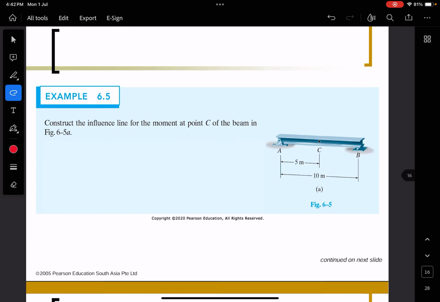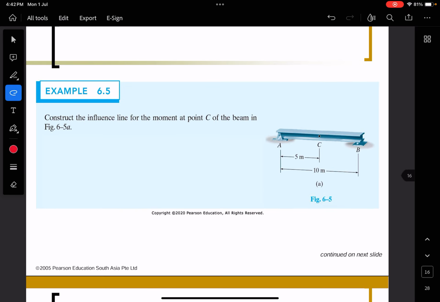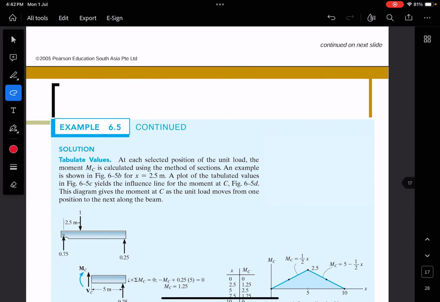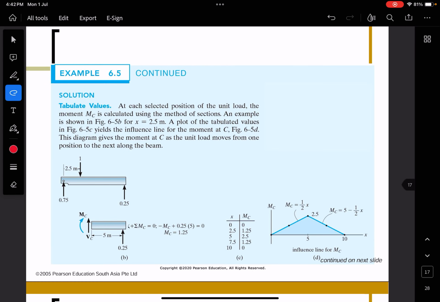Okay. Now we move to example 6.5. So 6.5 is to construct the influence line for the moment at point C. Yeah, here. You need to construct the influence line at point C of the beam in figure 6.5. So since the question asks you to construct the moment, so means that you need to apply 1 unit of moment at point C. Okay.